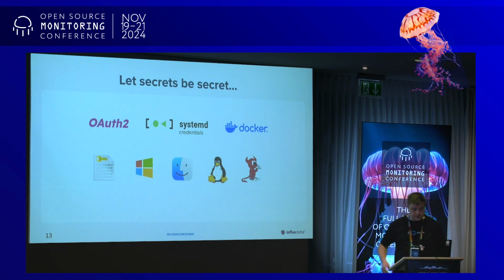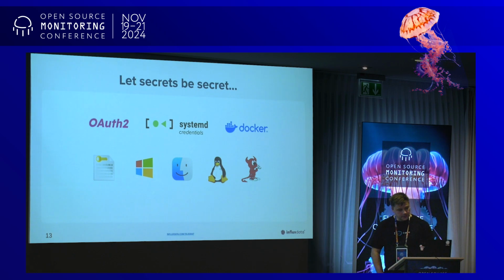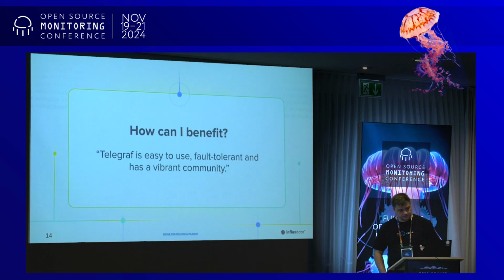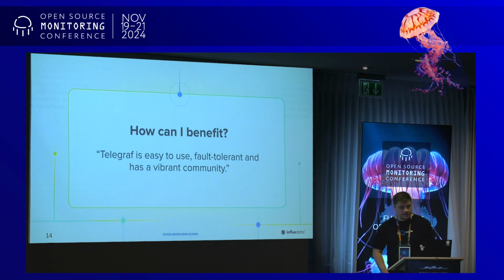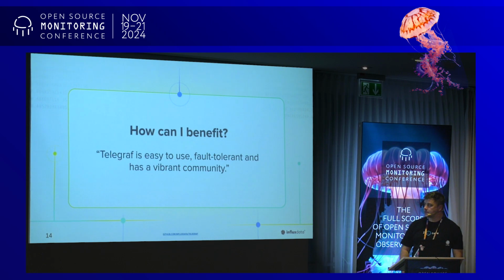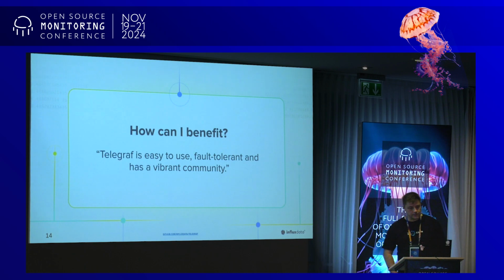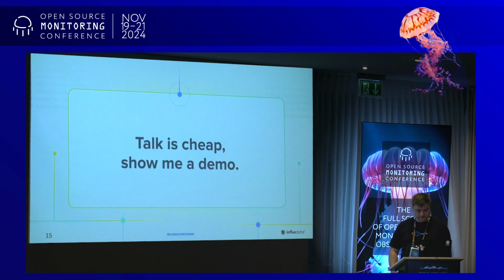If you need more, just open a feature request. We're happy to add stuff. Now, how can you benefit? Telegraf is easy to use. It's fault tolerant because it buffers the metrics on the output side. And it has a huge community which also supports a lot of basically code and help.